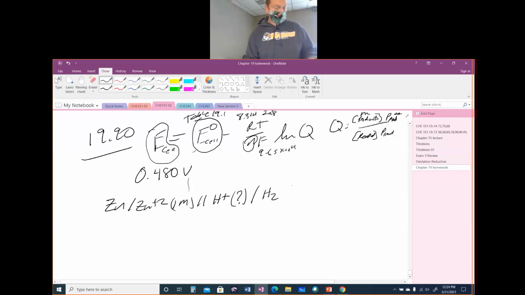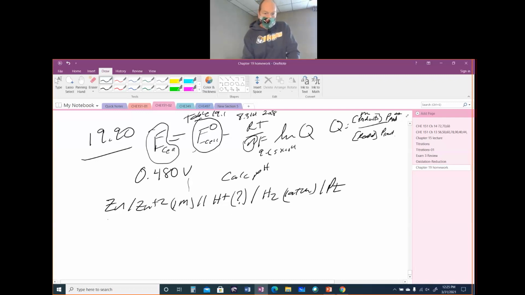H2, and since they're, okay, this is 1 atm. All right, and then platinum. The zinc and the hydrogen could be any molarities, any pressures. It doesn't matter. They do not have to be one. They're whatever is given. So then the question is, of course, calculate pH.